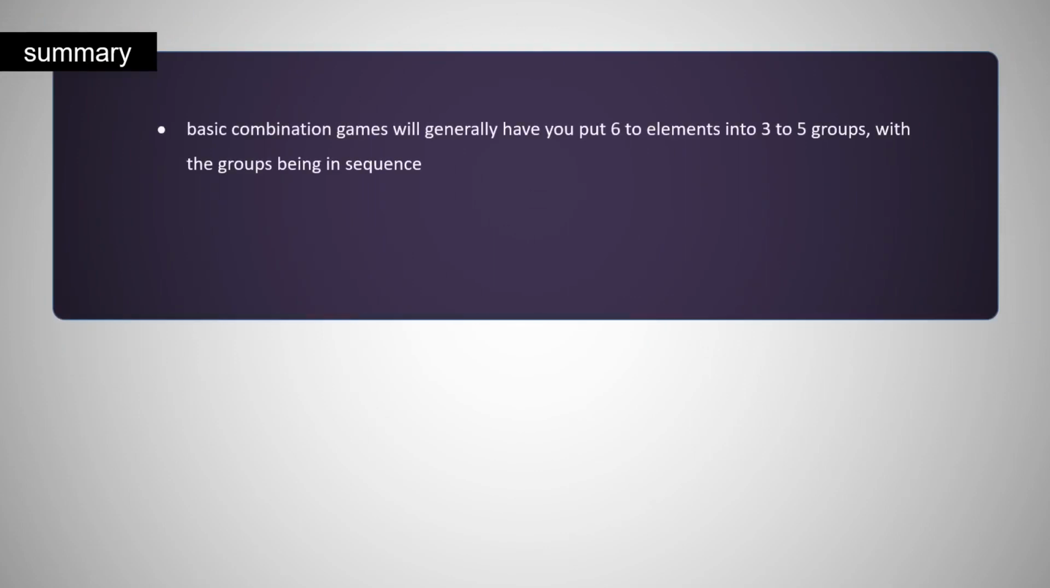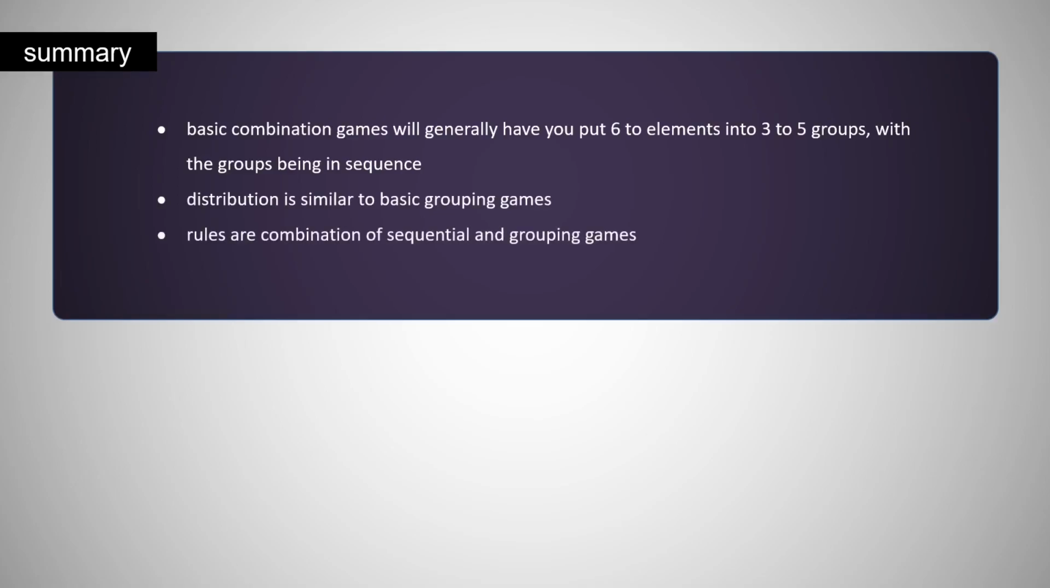Okay, so to summarize quickly, basic combination games will generally have you put 6 to 8 elements into 3 to 5 groups, with the groups being in sequence. The distribution is similar to basic grouping games, and the rules are a combination of sequential and grouping games.